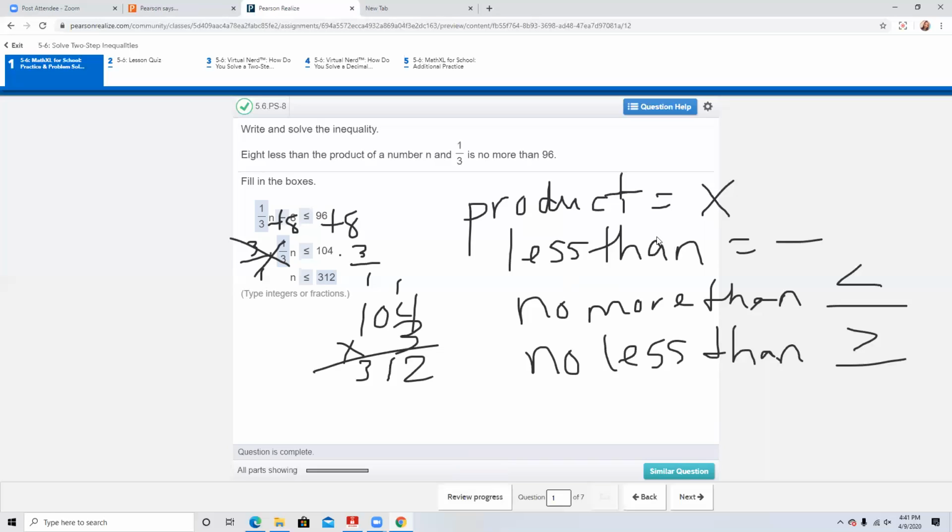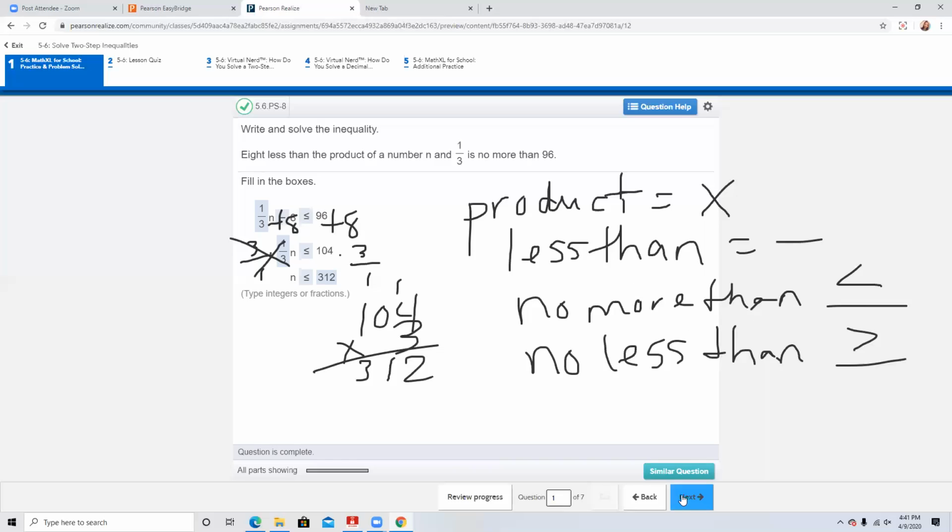Product means multiplication. Less than equals negative. So you know what if it says more than, right? What it's going to be. More than is going to be a plus sign. No more than is less than or equal to, and no less than is really greater than or equal to. So it's like the opposite of each.